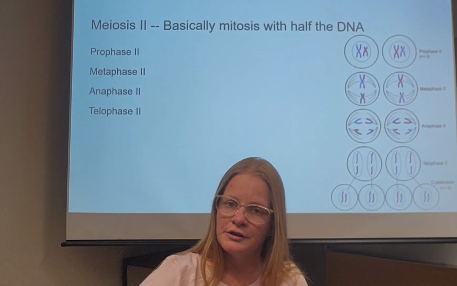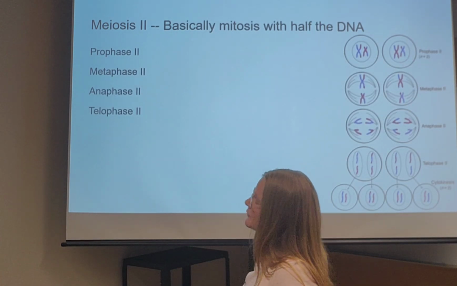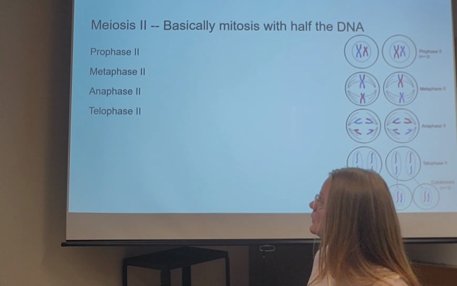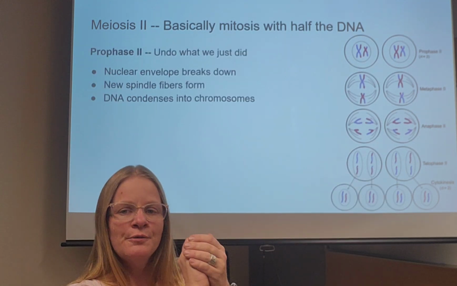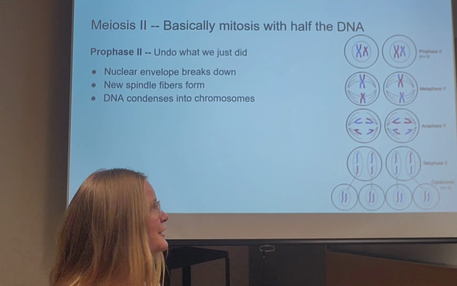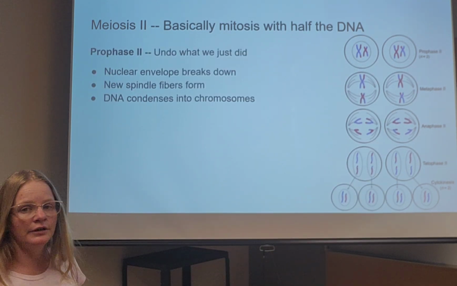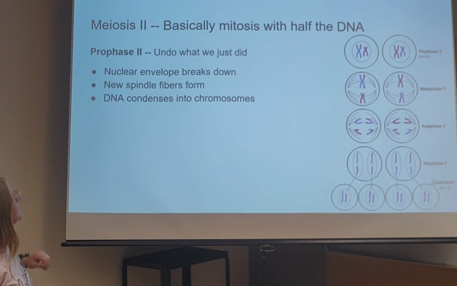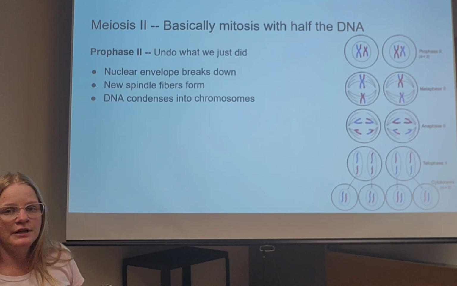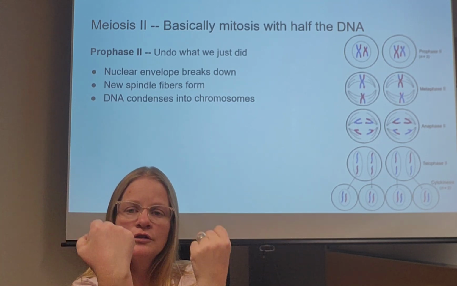As we go into meiosis 2, this is going to look very much like mitosis did. So in prophase 2, what we're going to do is undo what we just did, right? So we're going to get rid of that nuclear envelope. We're going to have spindle fibers reform. We're going to condense our DNA from chromatin into chromosomes.